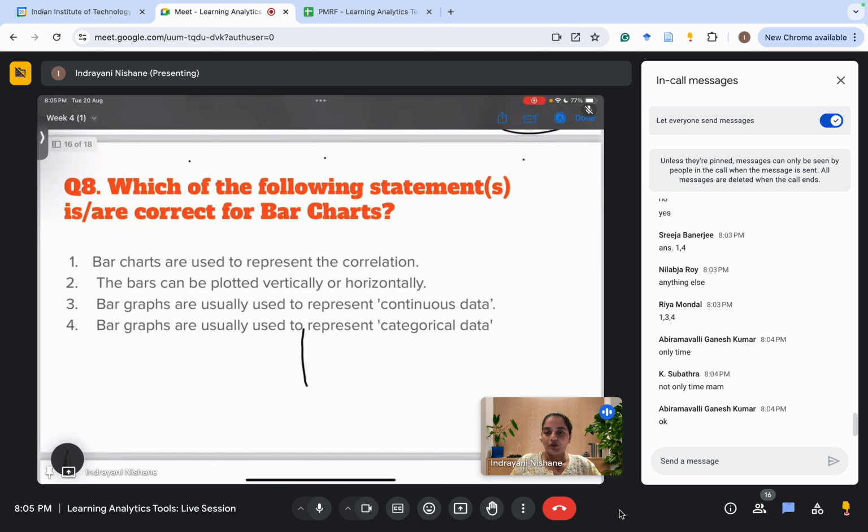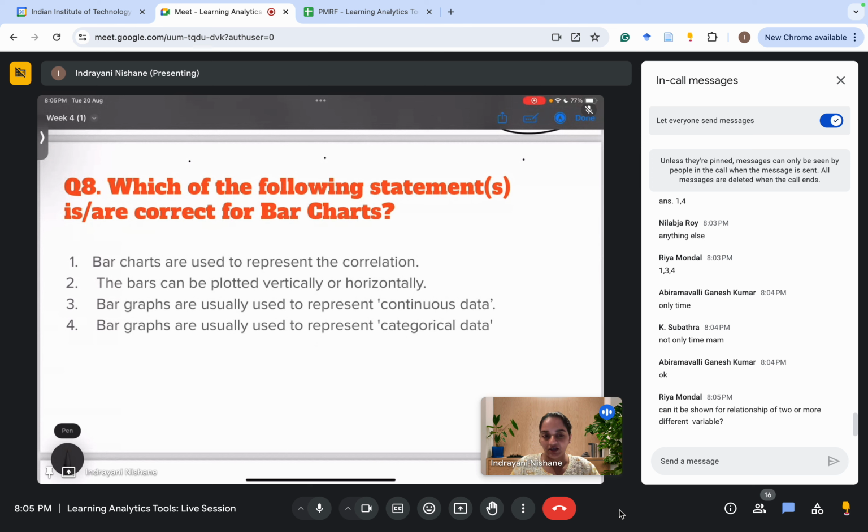So question 8, which of the following statements are correct for bar chart.